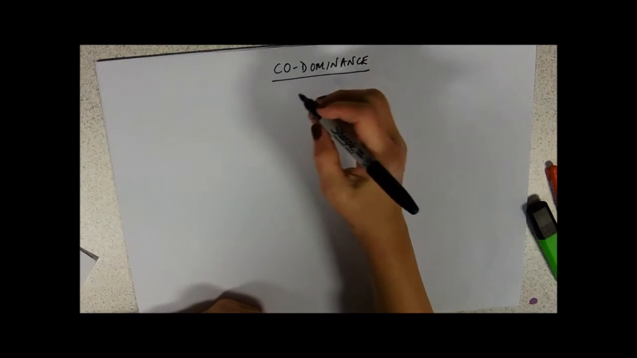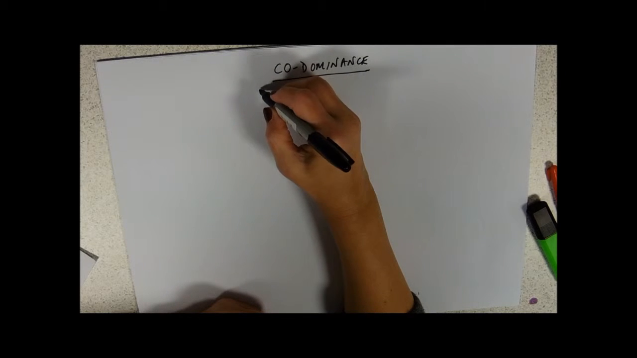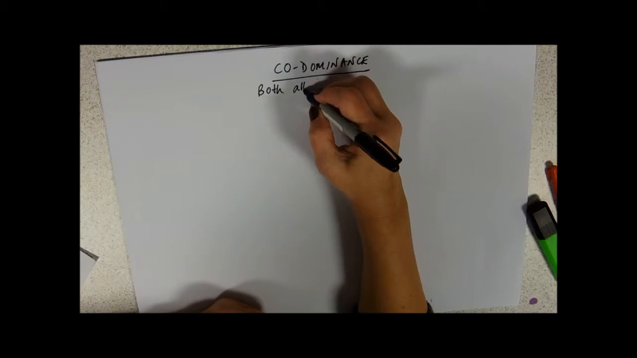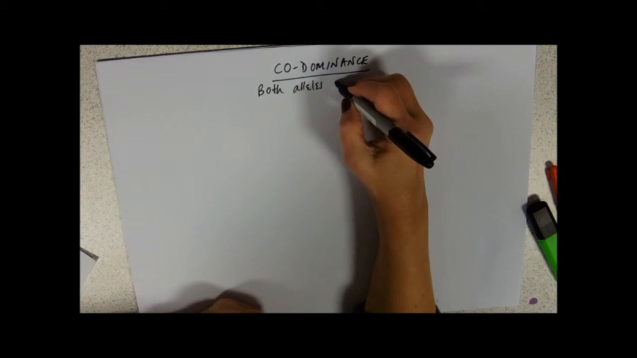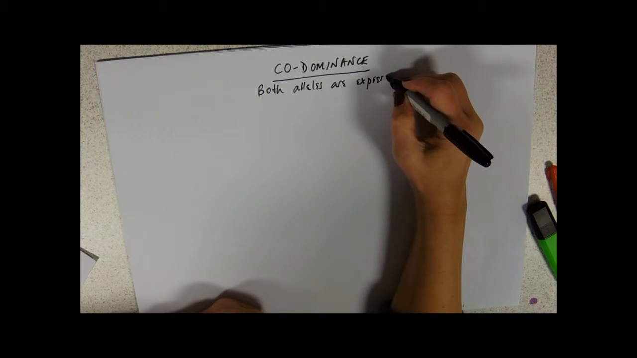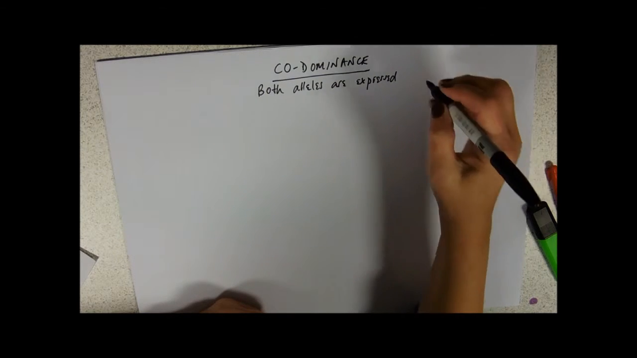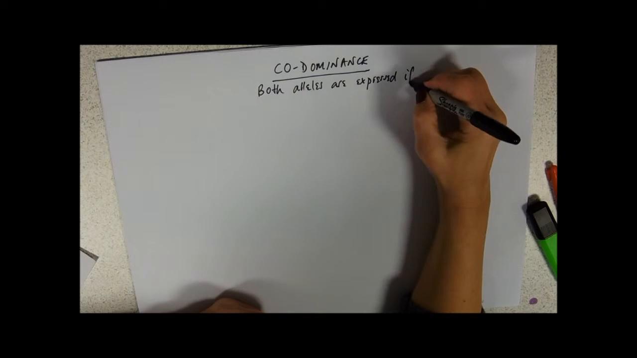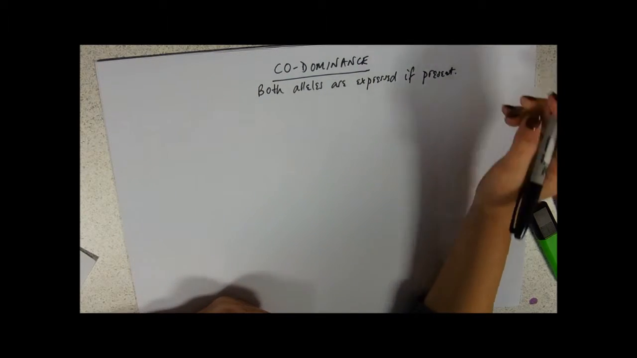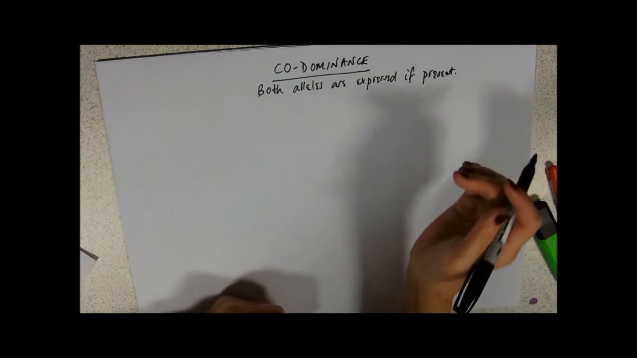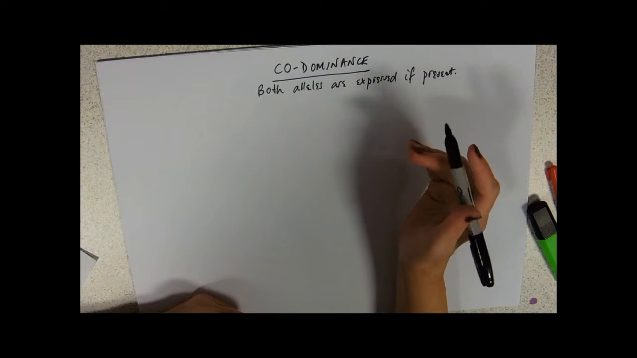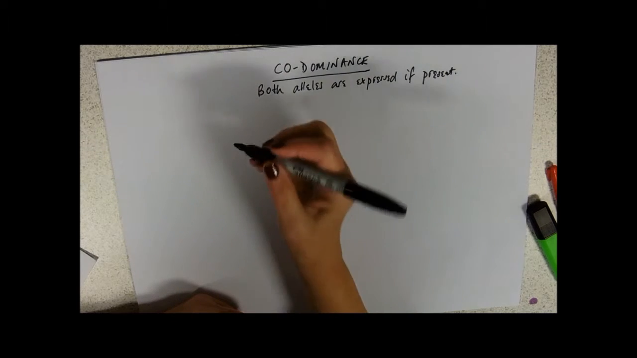With codominance, what that actually means is that both alleles are expressed. So that means they show up phenotypically if they're present. Which leads to some quite interesting scenarios. So I'm going to deal with the simplest ones first.